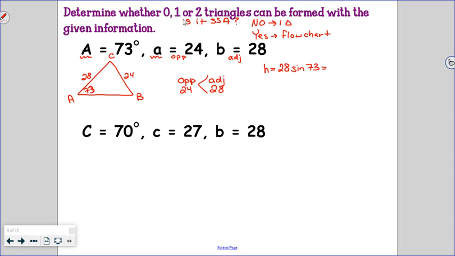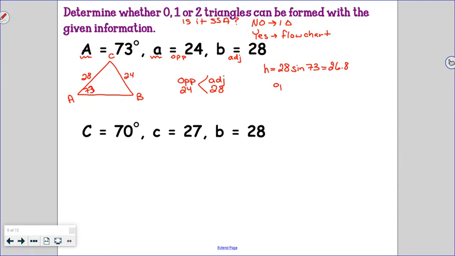Type in 28 sine of 73. This is a side length, so we're going to round to our nearest tenth. Jonathan, it sounds like you want to give me an answer on this. Okay.